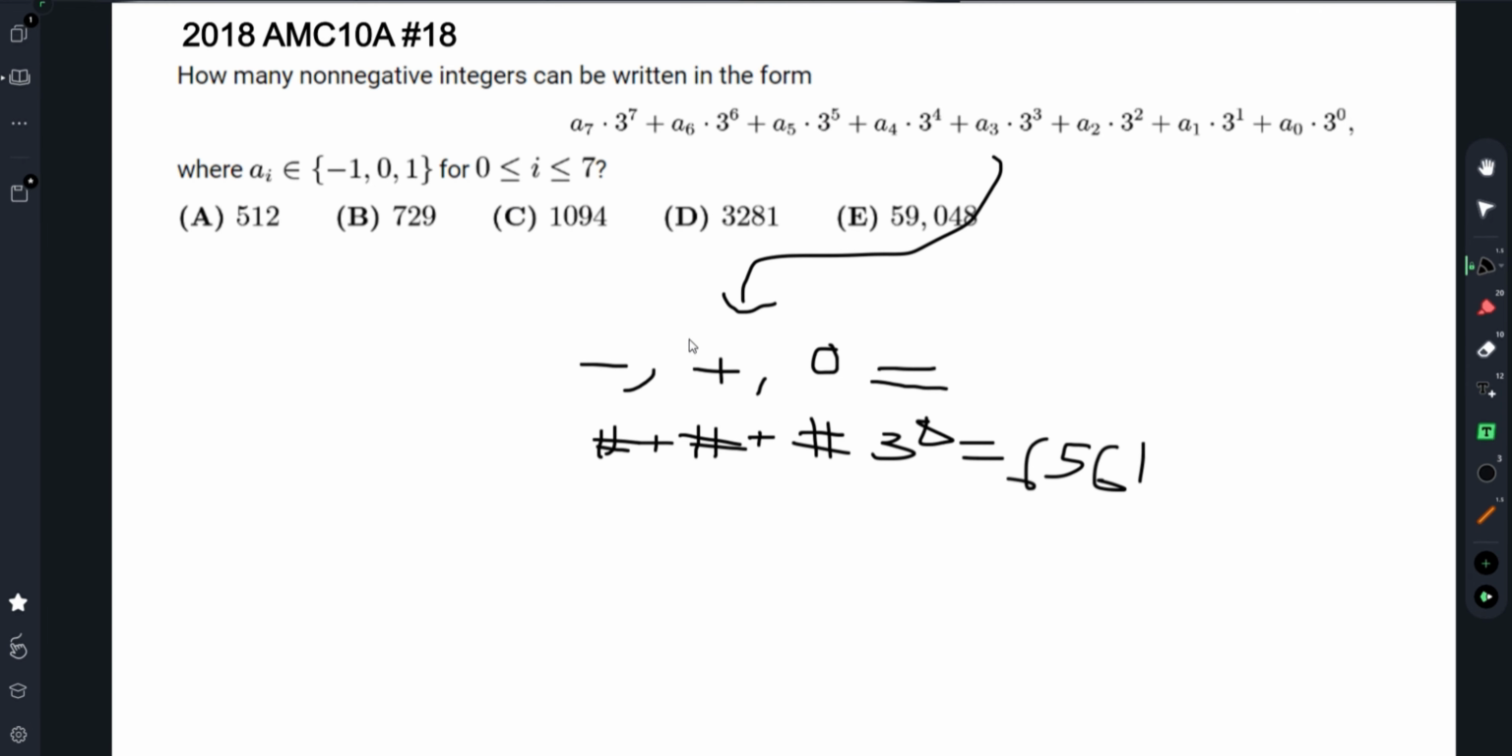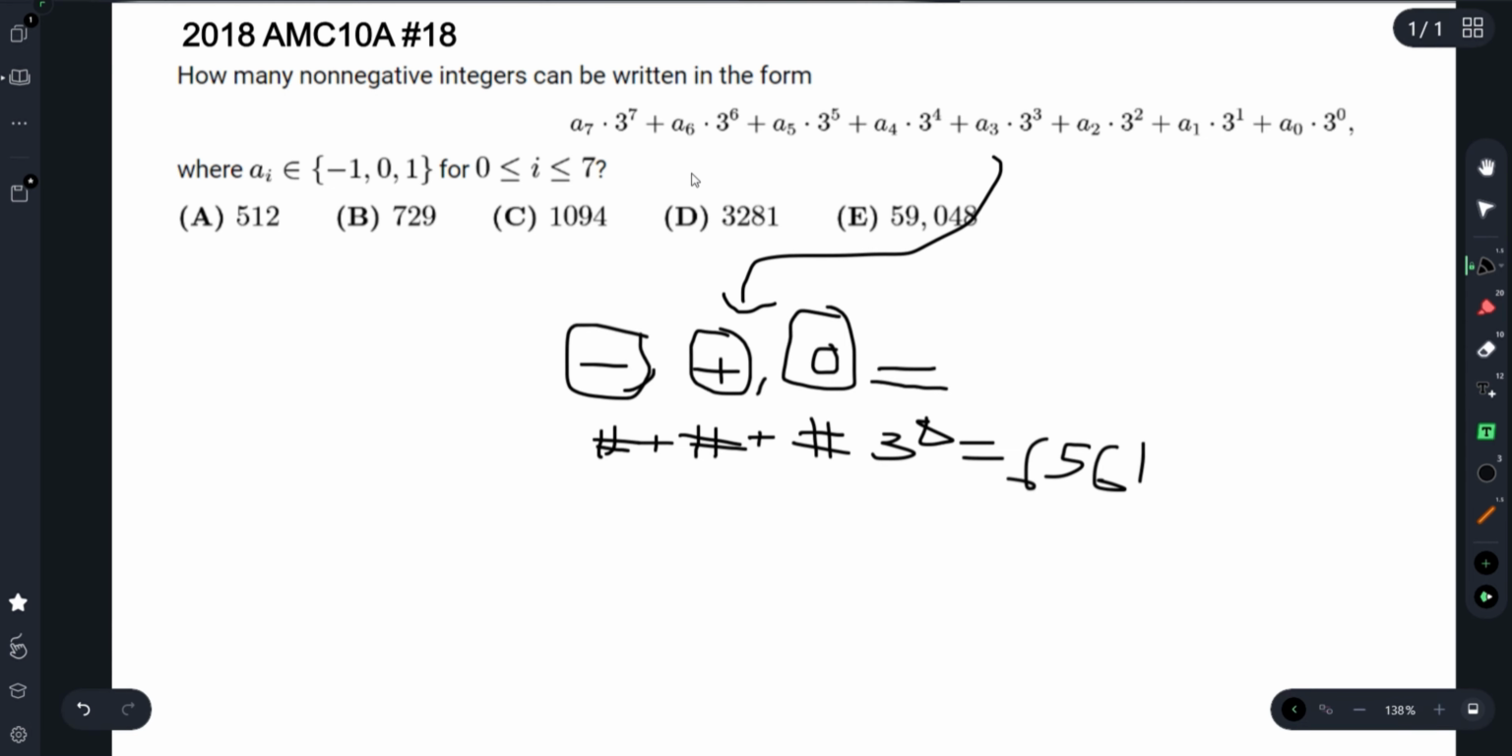So we notice that the negative and the positive possibilities are equal. We know this because they're symmetric. For every -1, there's a 1. So all we need to find is the number of values that give us 0, and then we just subtract it from the total and divide it by 2. And conveniently, the only way that we can get 0 in this equation is if every a_i is 0.